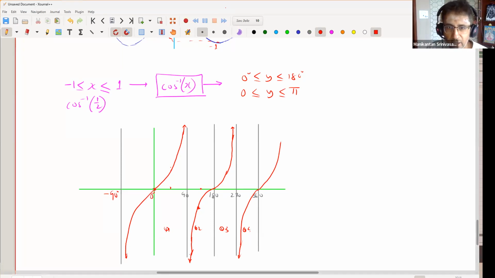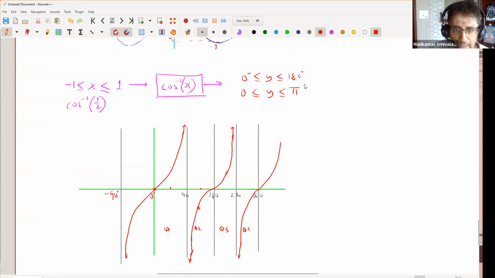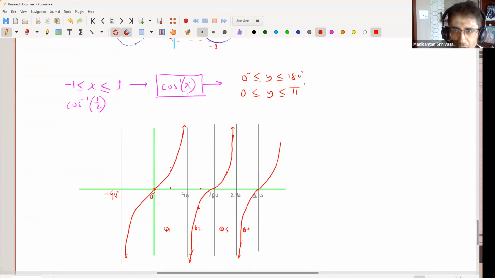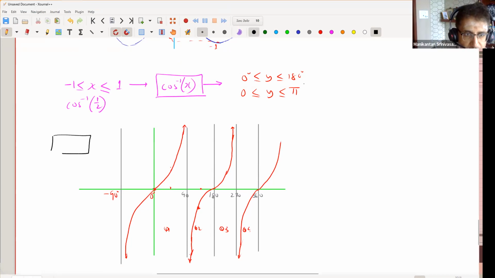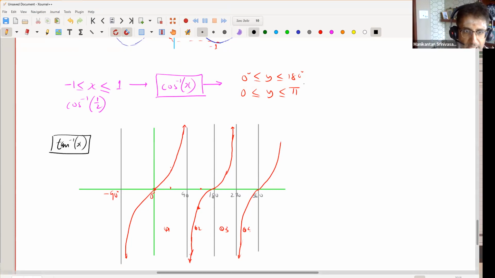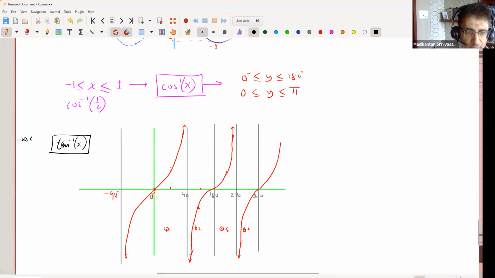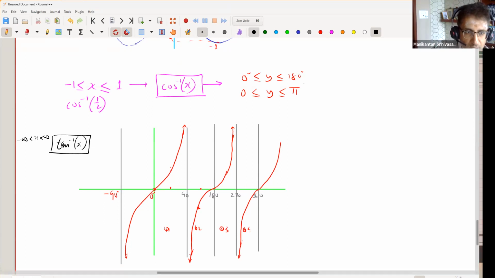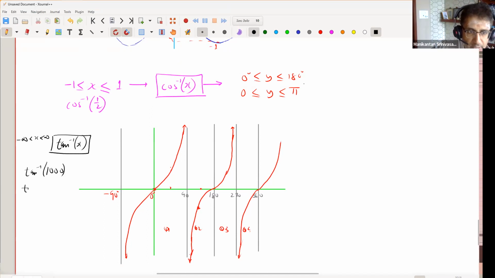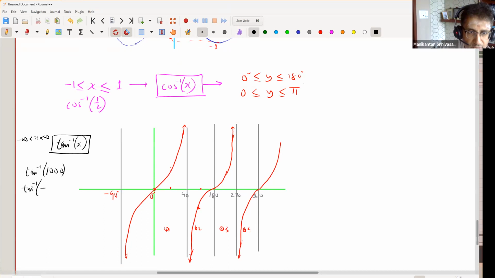Okay, so same thing for tan inverse. The domain can be, if I have to put a block here, this is tan inverse of x, right? The x value can be anything between -infinity to infinity. Tan will support any value. For example, I can ask what is tan inverse of 1000, or what is tan inverse of -1 million. That will have a proper answer. So for tan inverse, the domain is -infinity less than x less than infinity.